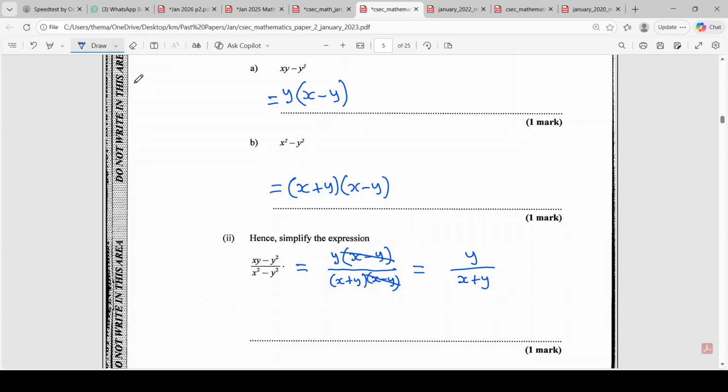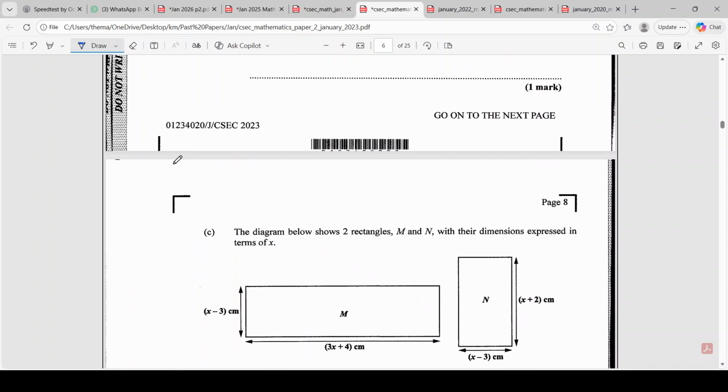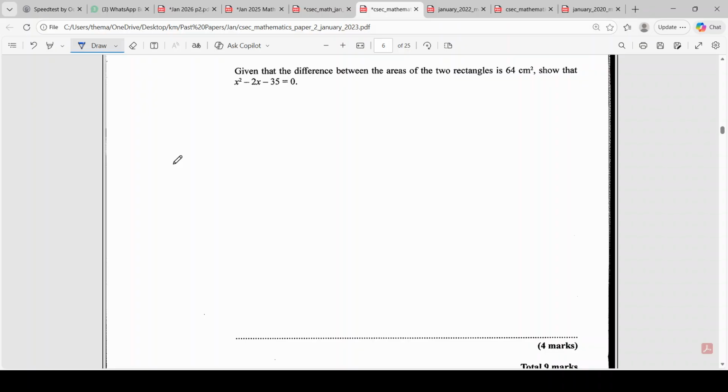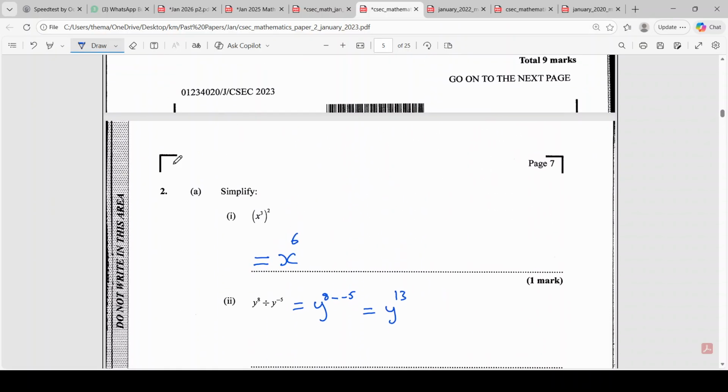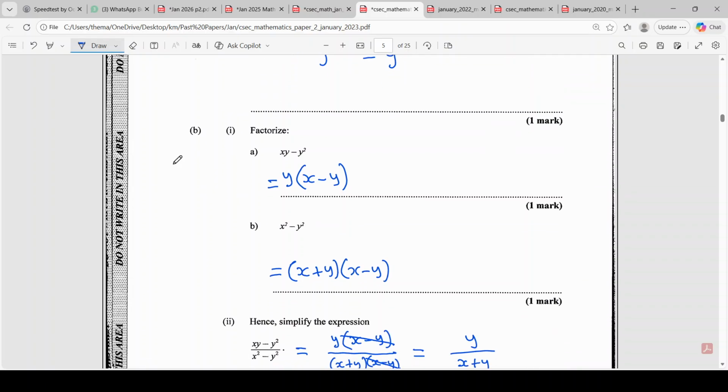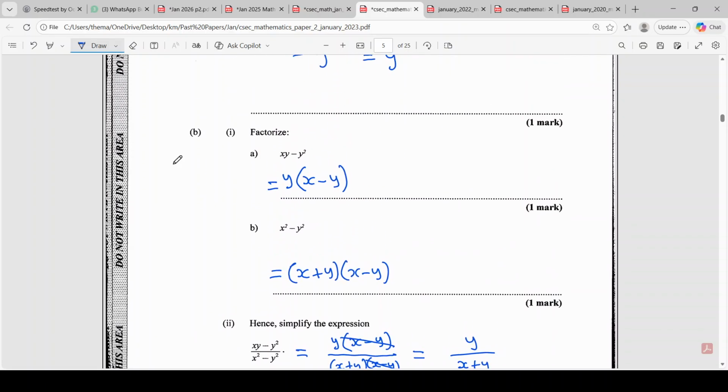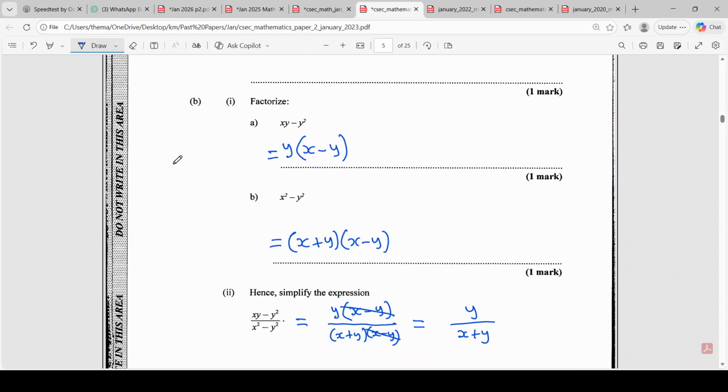Right, so that is 4 marks. I think we're missing one on this. 1, 2, 3, 4. Oh, that was 5 marks in one answer. That was a 1 mark question.